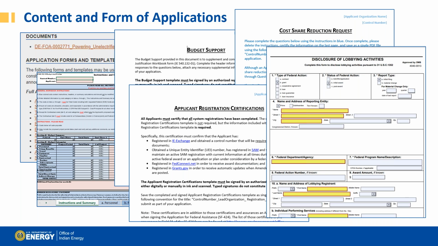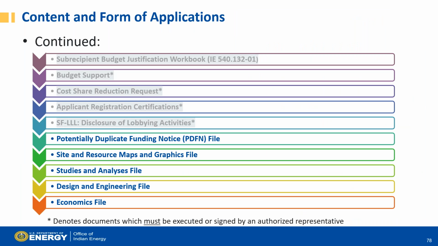If no non-federal funds have been paid or will be paid to any person for influencing or attempting to influence any of the above in connection with your application, you simply indicate none and sign and date the form. And again, this form is available in the same place on IE Exchange. All right, next slide, slide 78.